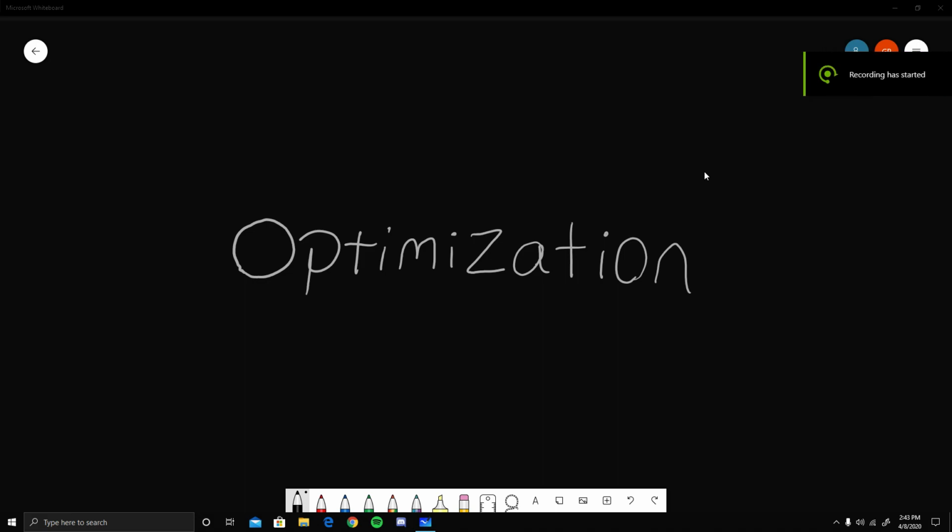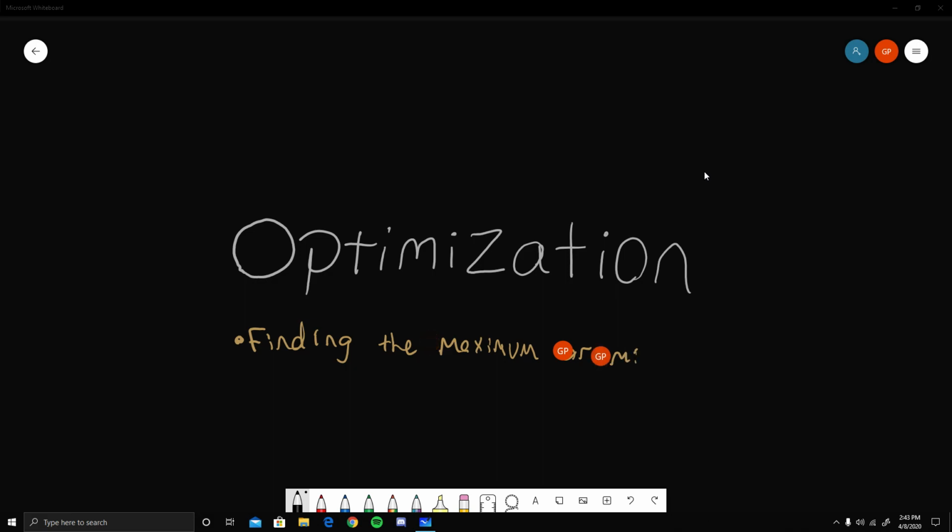Alright guys, today we're going to be talking about optimization. So optimization is essentially finding the maximum or minimum solution to a problem. So let me write that down really quickly: the maximum or minimum solution to a problem.